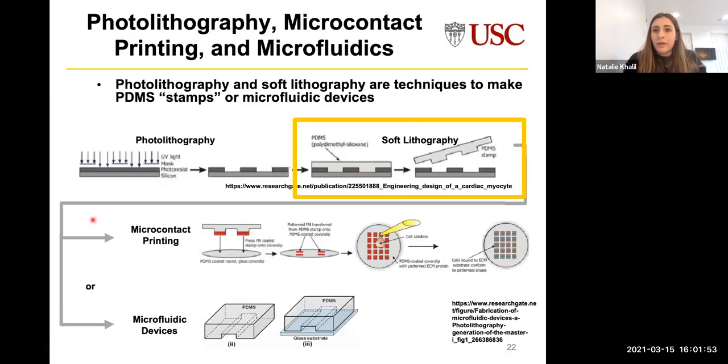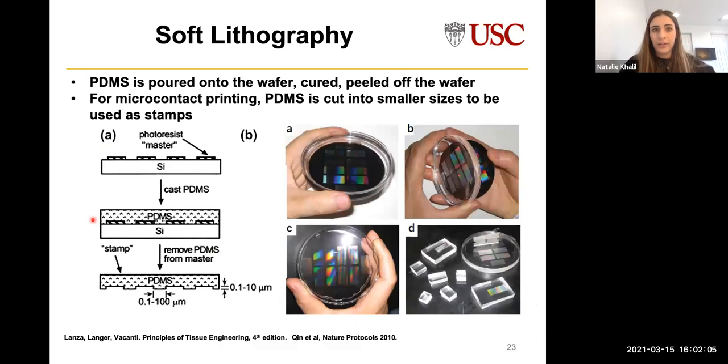Okay, so that was photolithography. We learned how we can make features that are that small at the scale of cells. So now we'll talk about replicating those features in a biomaterial. And that process is called soft lithography.